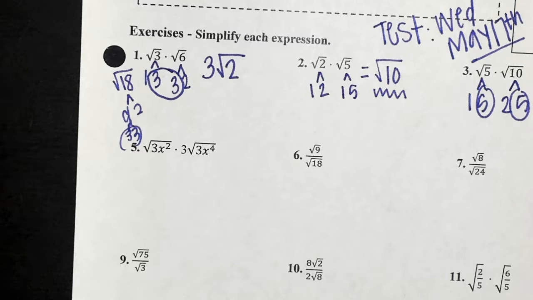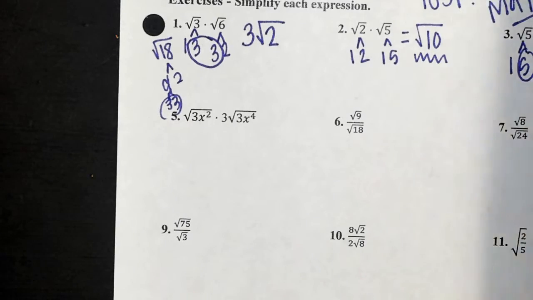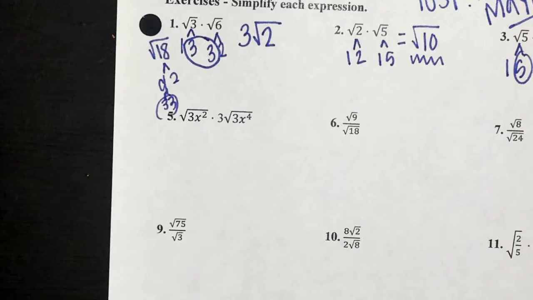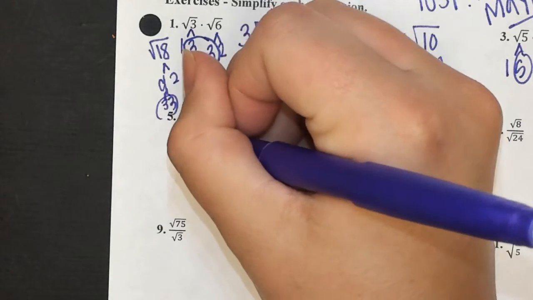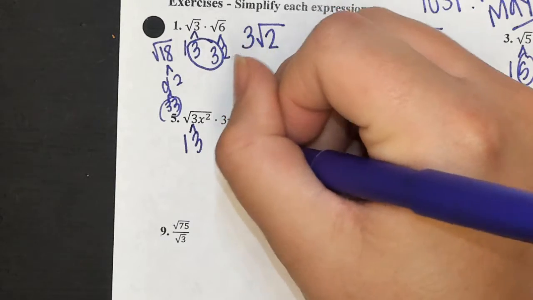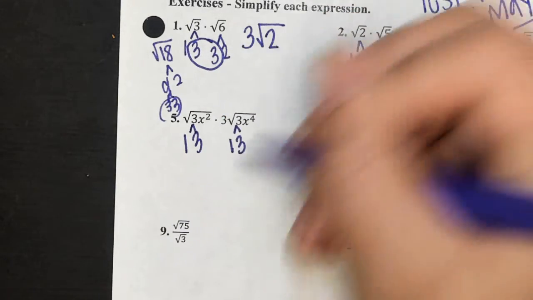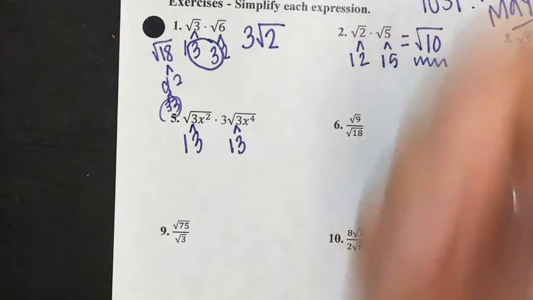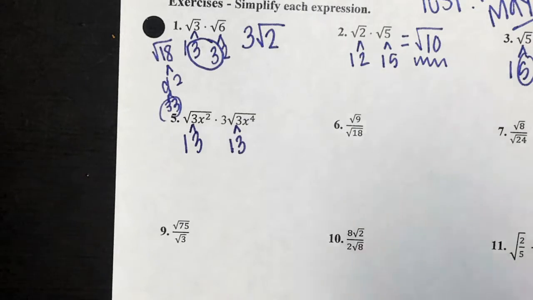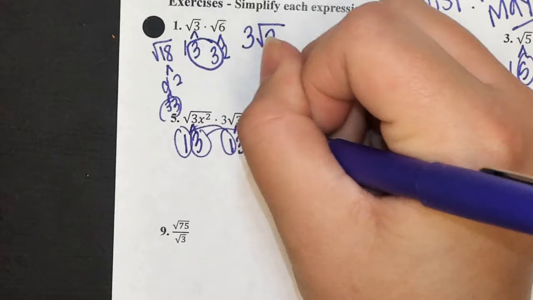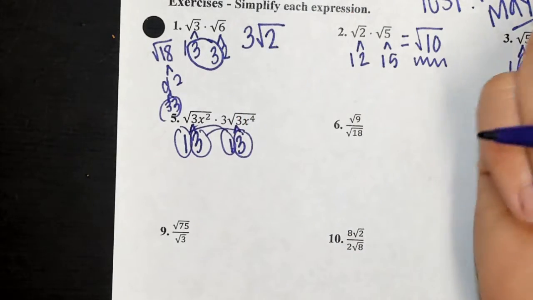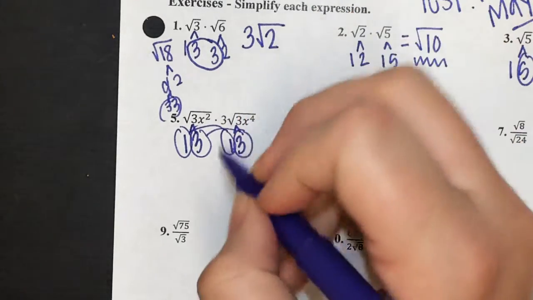All right, let's do it together. So, did you break down your square roots first? Okay. So this one breaks down to be 1 and 3. This one breaks down to be 1 and 3. So I can circle both of them, right? Technically speaking, you can circle 1 and 1 and 3 and 3. So our square roots go away. So we pull out front.